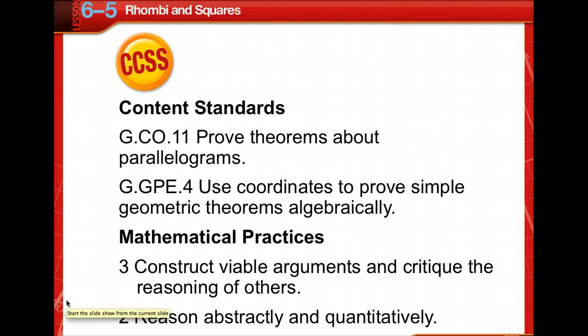Okay, today we're going to be discussing rhombi, which is the plural of a rhombus, and squares. And these are our Common Core content standards and the mathematical practices we'll be using in the assignment today.